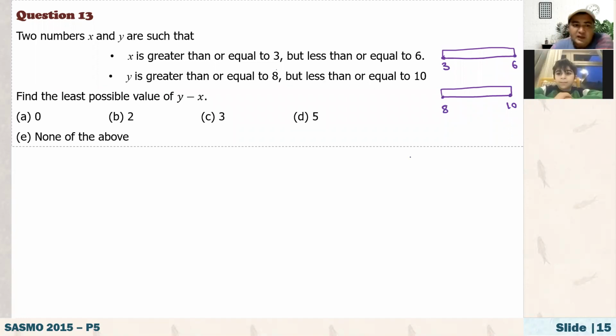What is the question here? Find the least. What does least mean? Least means minimum, right? The smallest, minimum, or smallest.